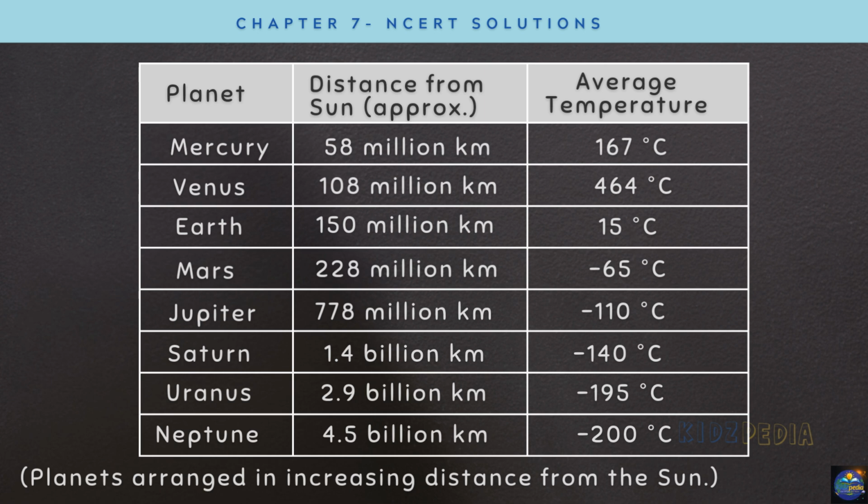Mars is 228 million kilometers away from the Sun and minus 65 degrees Celsius is the average temperature there. Jupiter, which is 778 million kilometers away from the Sun and the average temperature is minus 110 degrees Celsius. Saturn is 1.4 billion kilometers away from the Sun and the average temperature is minus 140 degrees Celsius.